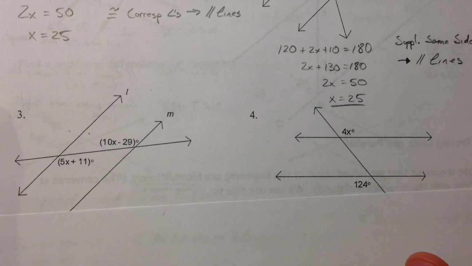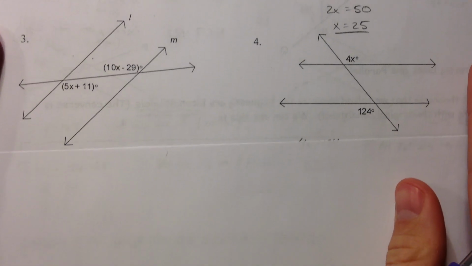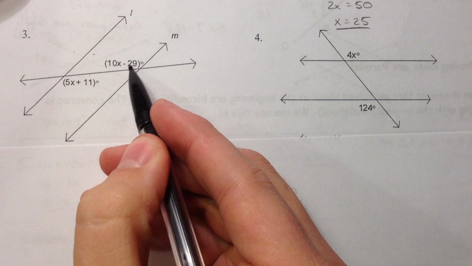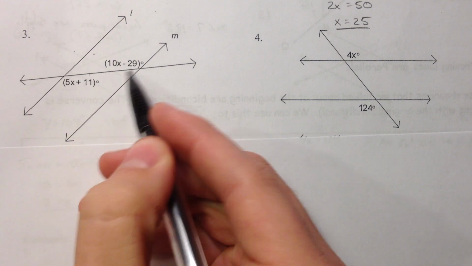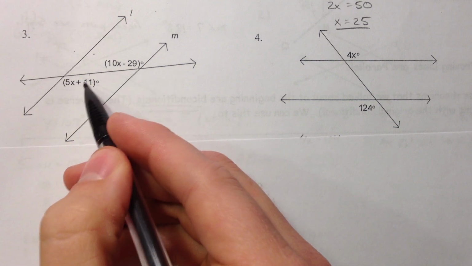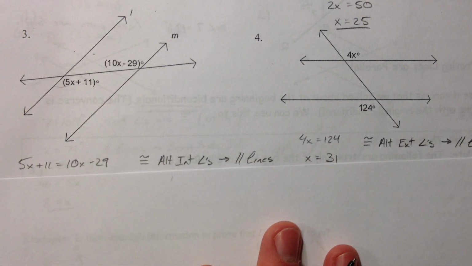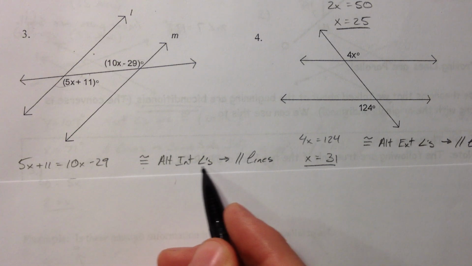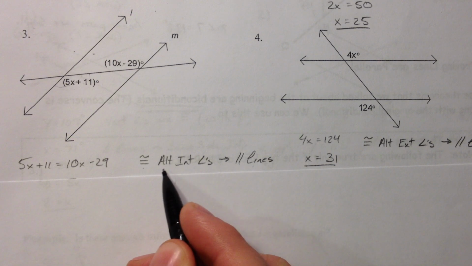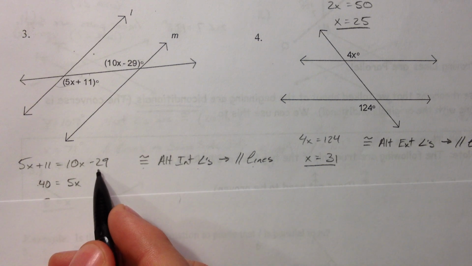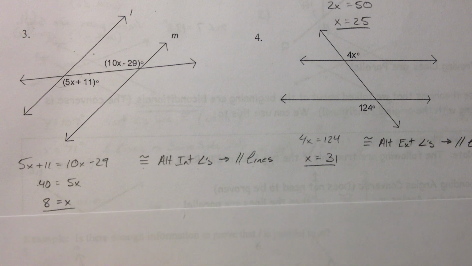Next, these right here, opposite sides of the line, on the inside, alternate interior angles. We want those to be congruent, the obtuse and the obtuse. So we set them equal to each other, because if they're congruent, then we'll have parallel lines. Alternate interior again. Subtract your 5x, add your 29. And so divide by your 5, you get x equals 8.